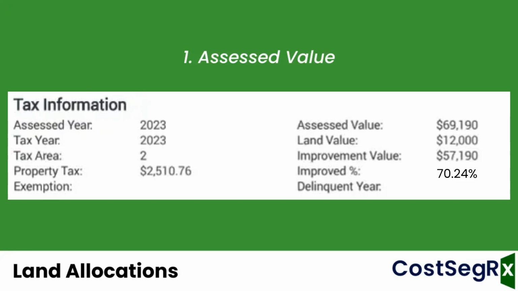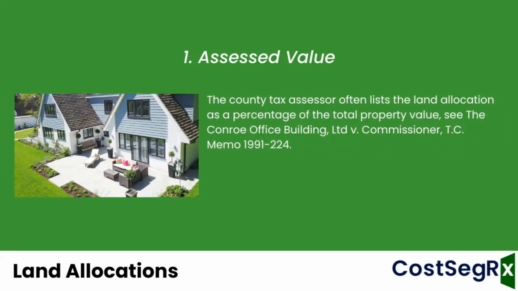Now, they may also have a different percentage. It might be 70.24% improved, and that would leave you with a land allocation of 29.76%. So it's important to note that land allocations are not the same everywhere across the United States.